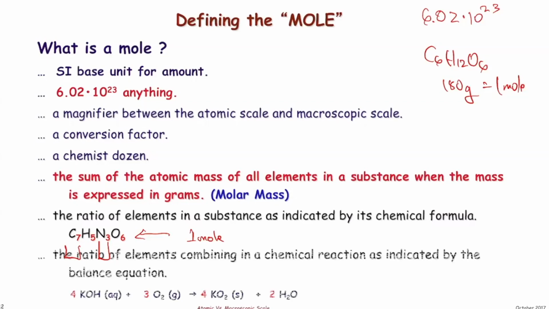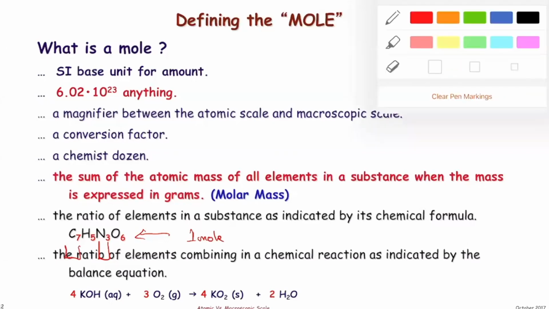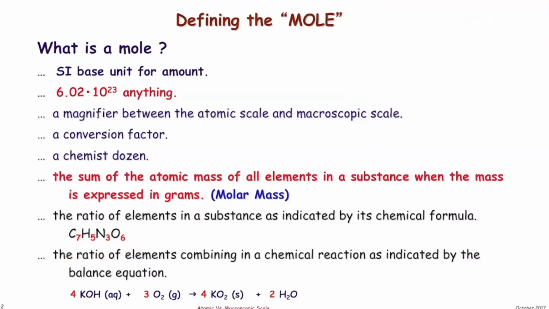And then finally, the last definition is this right here. It's the ratio of the elements combined in a chemical formula as indicated by the balanced equation. These numbers right here also represent moles. And you'll see that once we start doing stoichiometry. So we're going to concentrate on this for now, and maybe this. And then after spring break, we'll look at that.